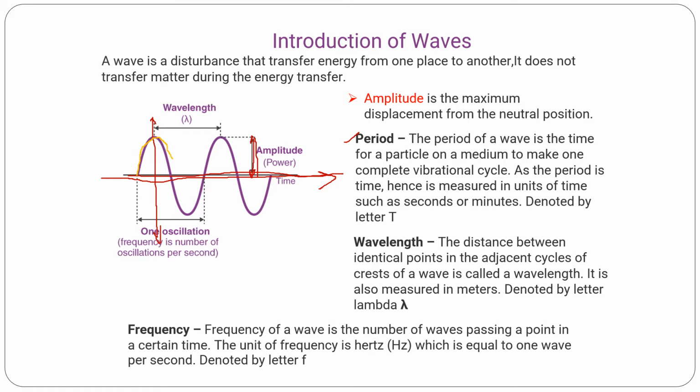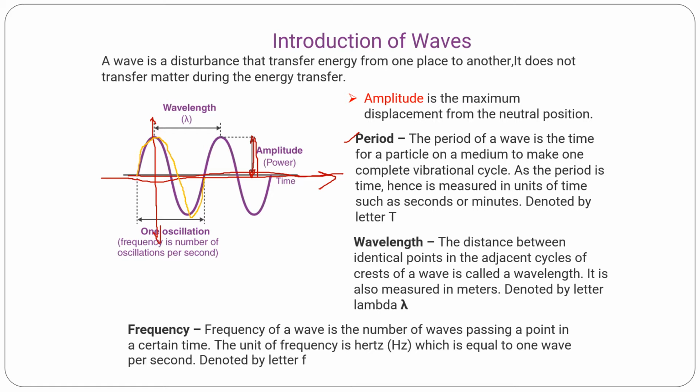So this yellow color gives one complete cycle time. The period of the wave is the time for a particle on a medium to make one complete vibration cycle. As the period is a time, it is measured in units of time such as seconds or minutes. It is denoted by capital T.